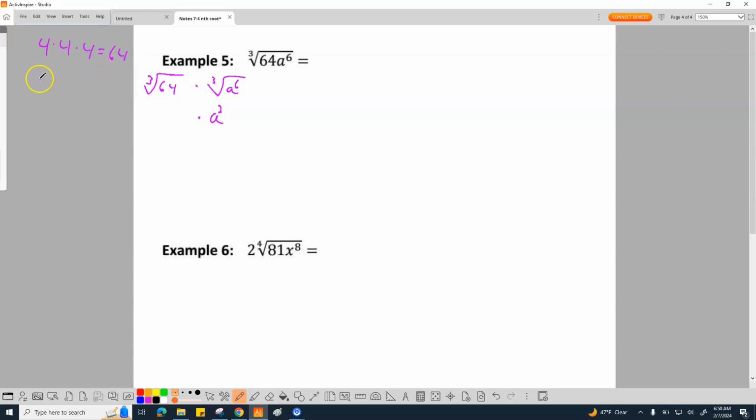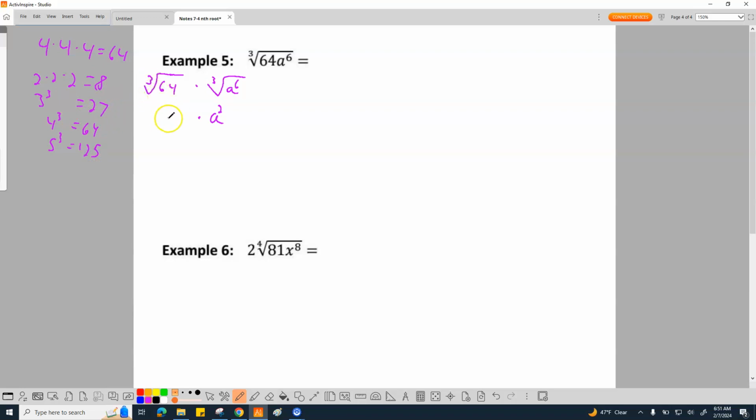So you are responsible for these numbers. 2 times 2 times 2 gives you 8. 3 times 3 times 3, I'm just going to do 3 cubed, is equal to 27. 4 cubed is equal to 64. 5 cubed is equal to 125. Get more familiar with these numbers. This is what we're going to be looking for.